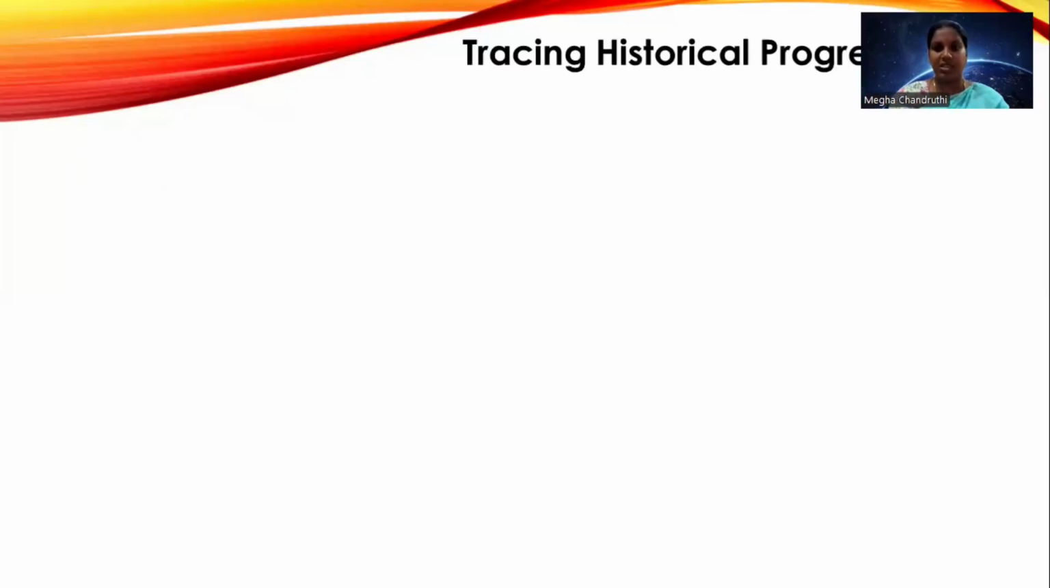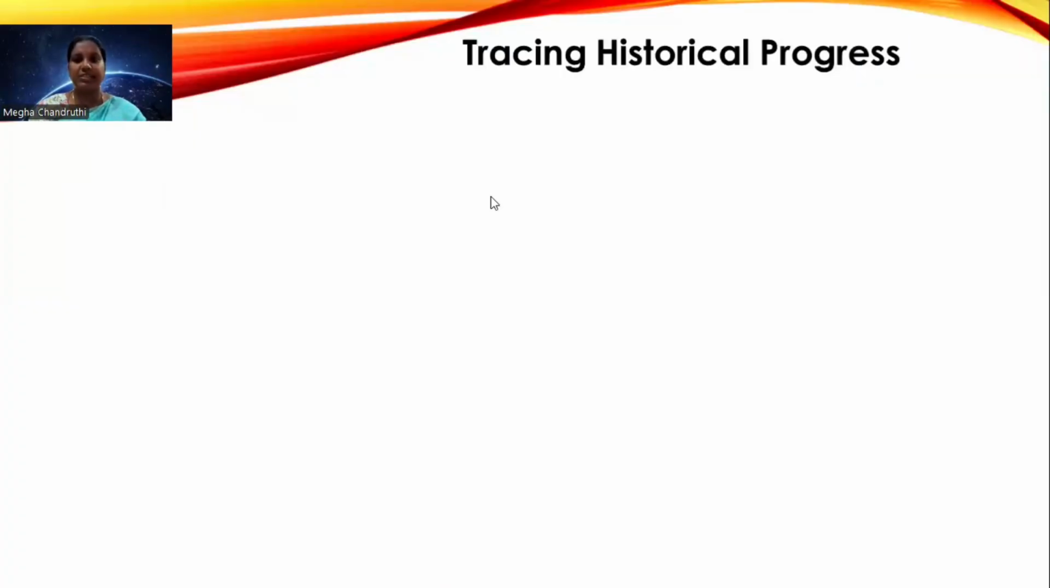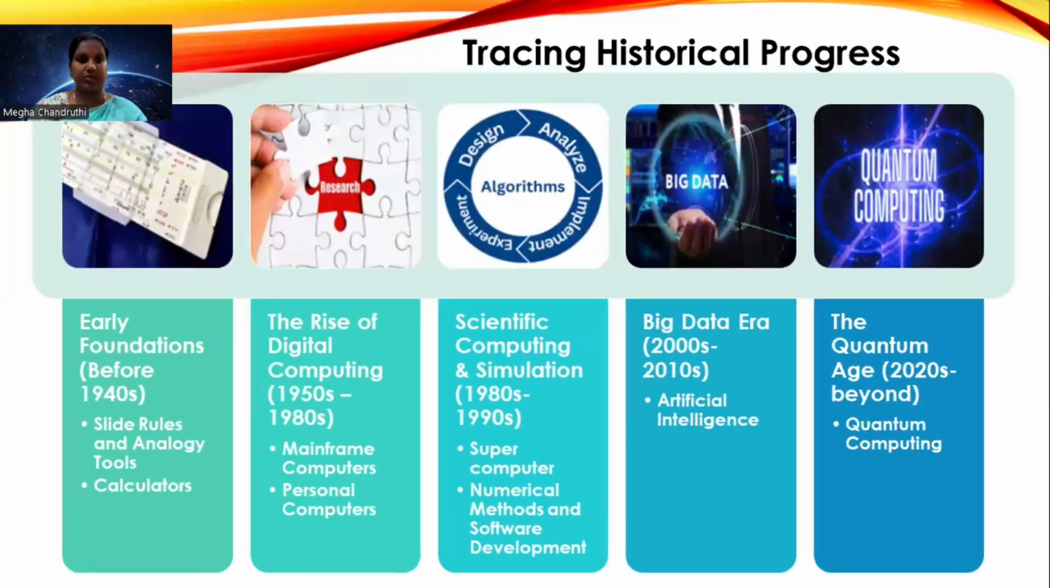So first thing is tracing the historical progress. As you can observe over here, we have five progressing levels. The first one is the early foundation, before the 1940s. This is before the first generation of computers.